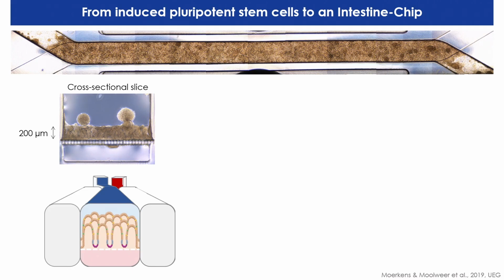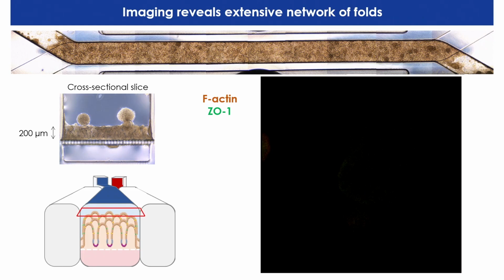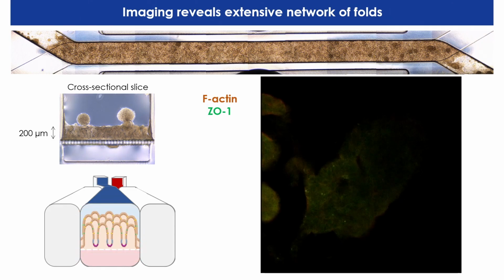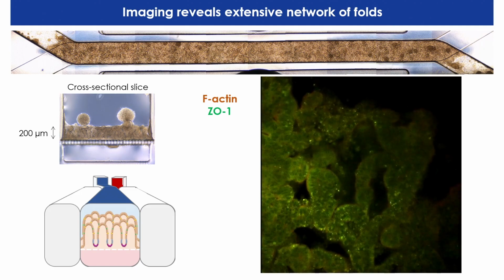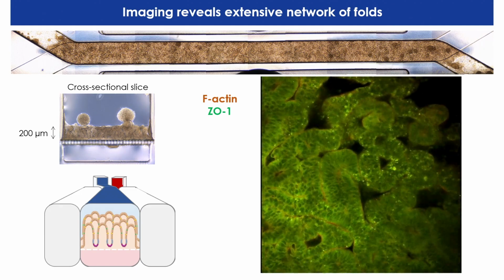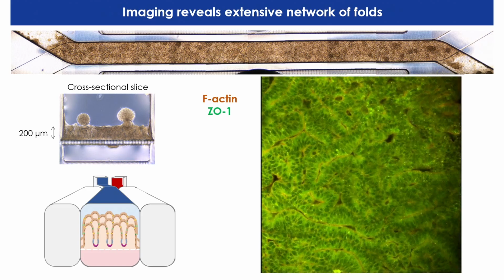So we wanted to further characterize this tissue using immunofluorescent staining. We stained F-actin, an actin cytoskeleton marker, and ZO1, a tight junction protein. And using 2-photon microscopy, we were able to image through the tissue from the top of the tissue towards the membrane, as is depicted by this red plane. That data is shown in this movie. You can see in this movie that this extensive network of folds really goes all the way to the membrane.